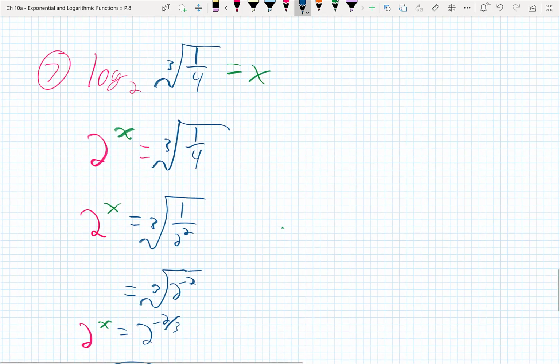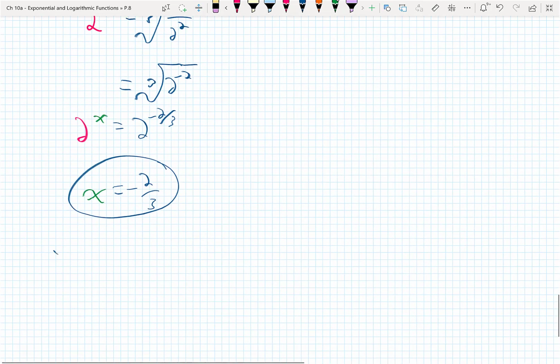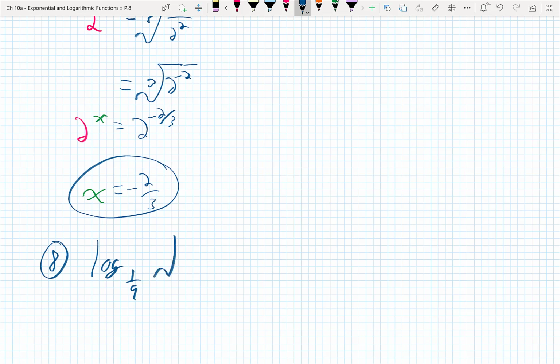I'm going to give you one to do on your own, and I'm going to pause it so Ben can do those on his. Okay, log base 1/9 of the 5th root of 1 over 729.